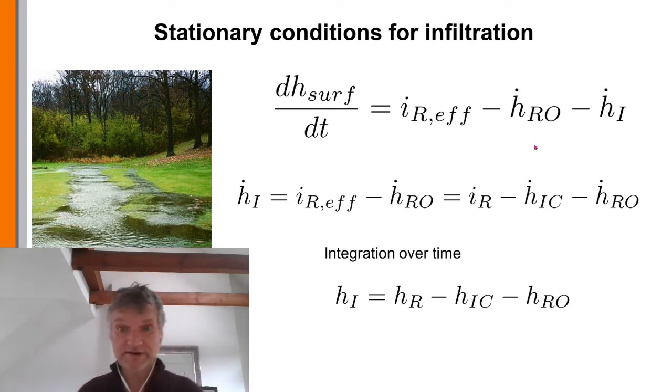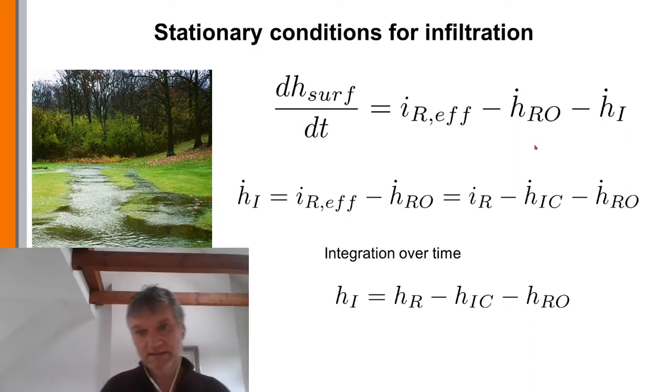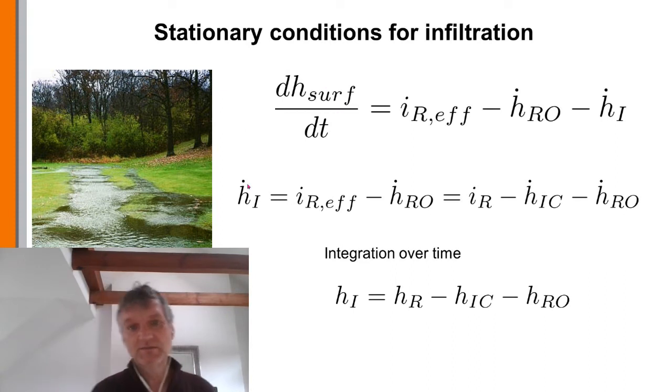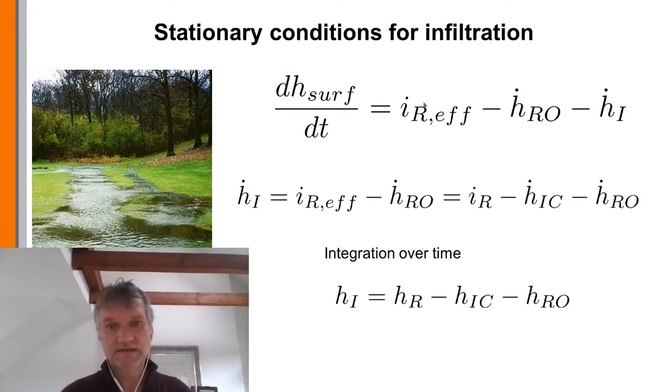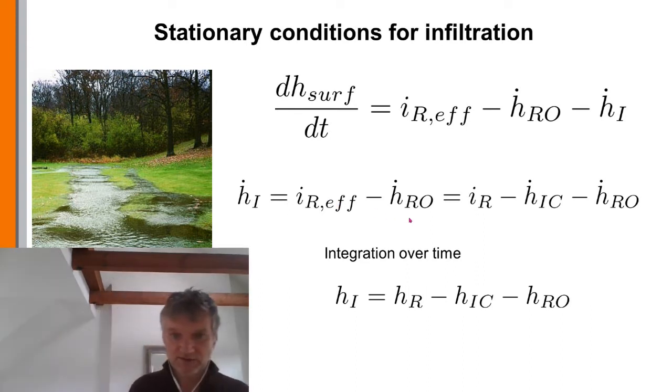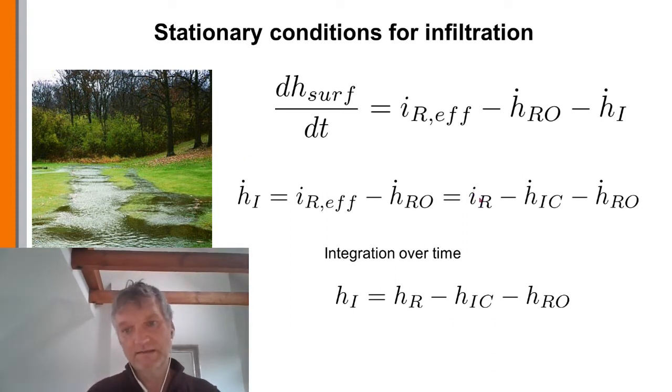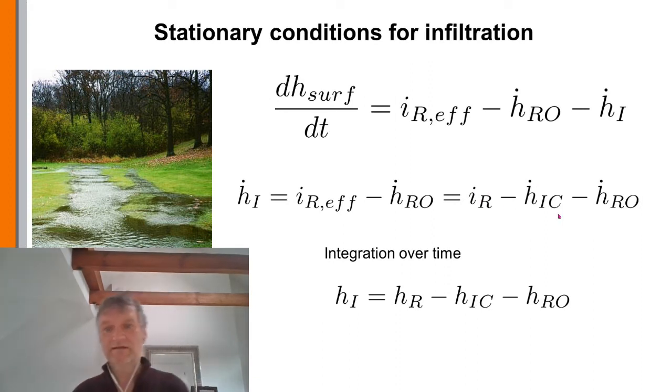We can solve this very easily with MATLAB, but in simple hydraulics we only look at stationary conditions. We say that the water height of this pool does not change anymore, and therefore this left-hand side is 0, and then the infiltration rate is the effective rainfall minus the surface runoff. So this is the infiltration rate, and the effective rainfall intensity is the actual rainfall intensity minus the interception intensity.